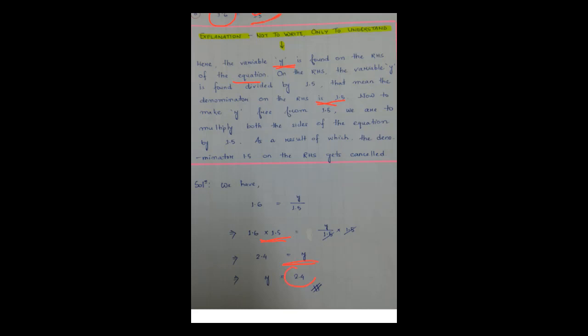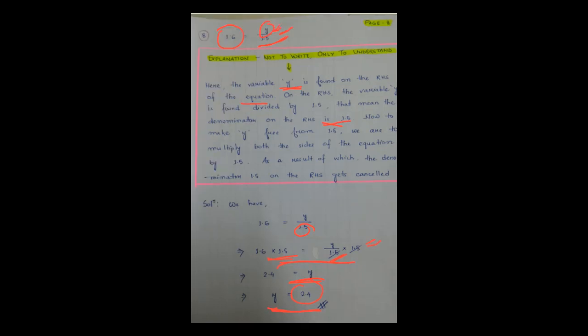So y is equal to 2.4, and that is the solution of question number 8. I hope you understood. When there is a term associated with a variable as denominator, meaning the term is dividing the variable, in that case there is only one way out: by the same term both the sides should be multiplied, as we are doing here, because y is divided by 1.5. To remove this 1.5, we have to multiply both the sides by 1.5.